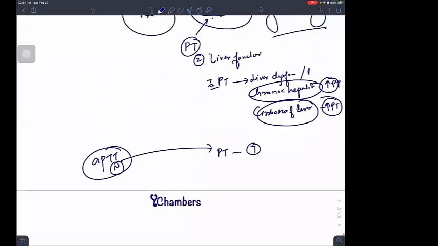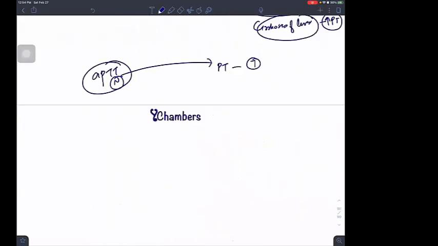So let us talk about another test. These were the uses. Let us talk about another test, that is APTT. What is APTT? The third coagulation check test, that is activated partial thromboplastin time. So activated partial thromboplastin time.